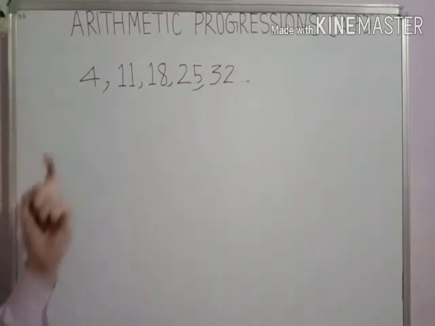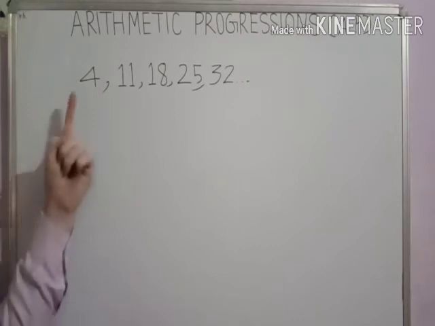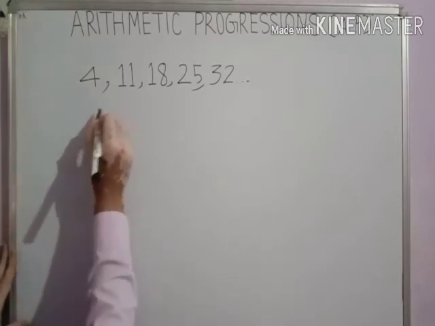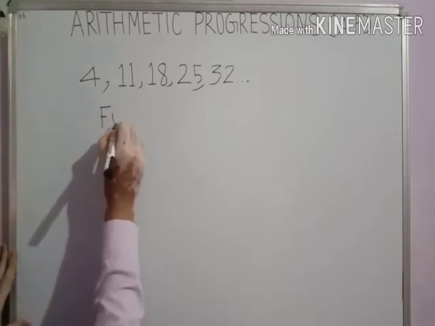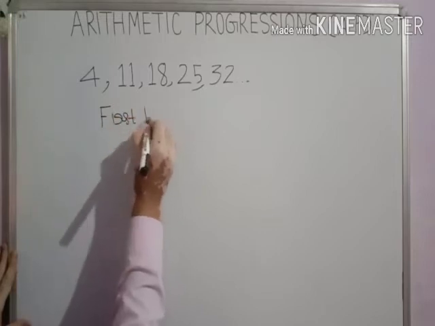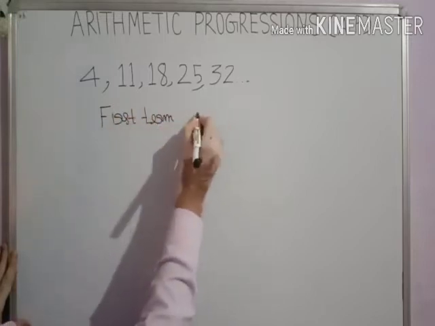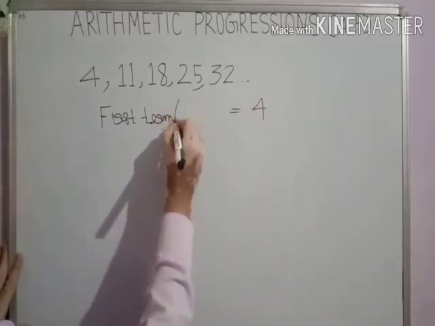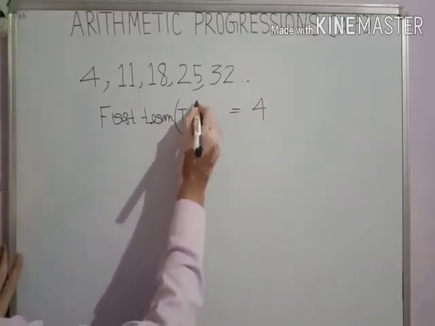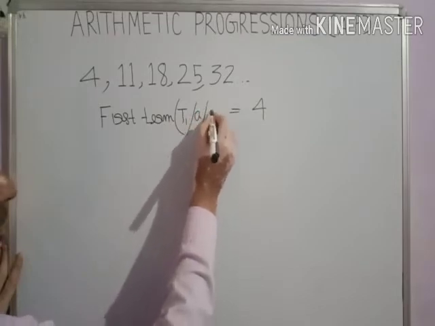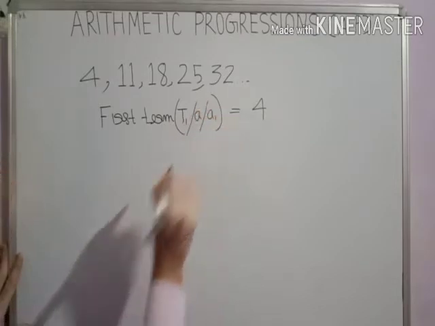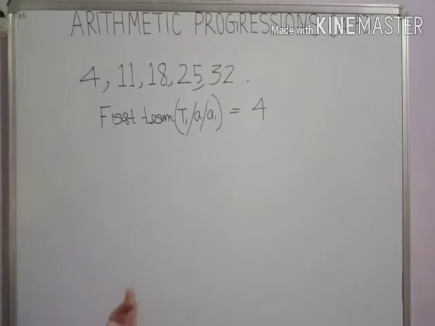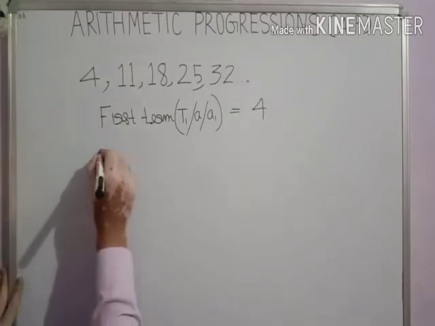Now it is an AP. The first term of the AP, like it is 4 here. It is denoted as T1 or A or A1. The first term of an AP you can write as T1, term 1, A or A1. And second is the common difference.